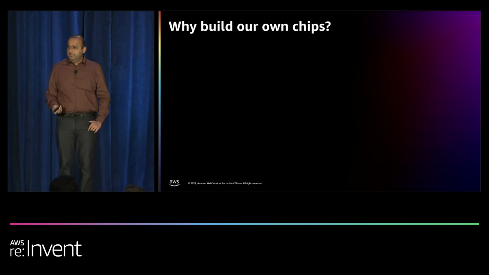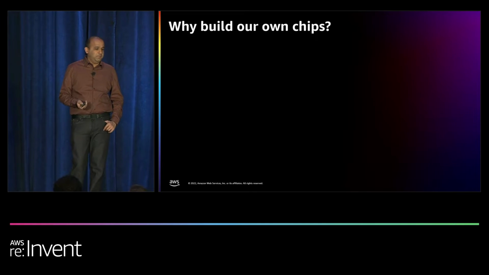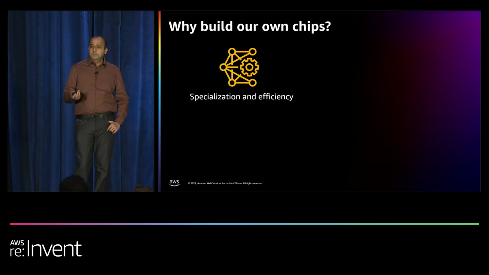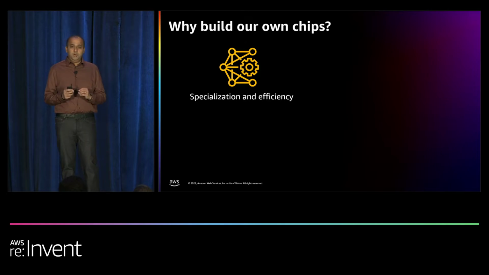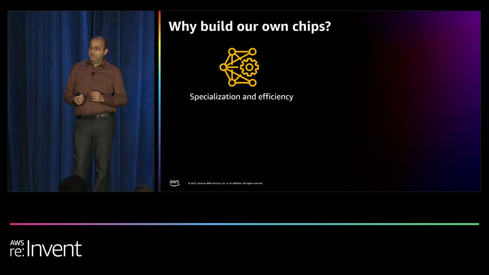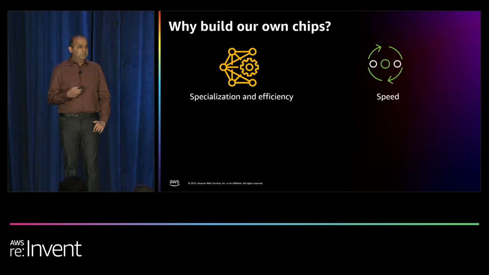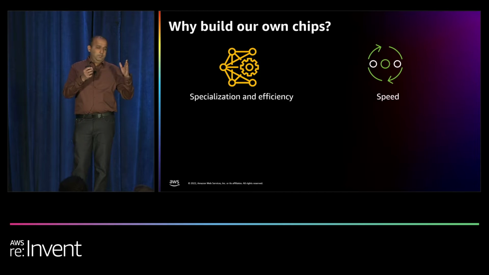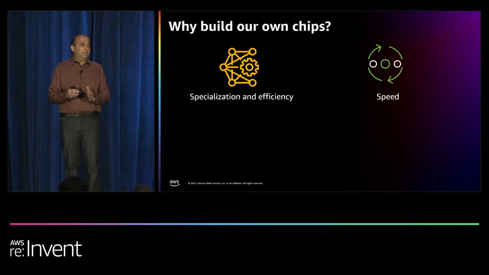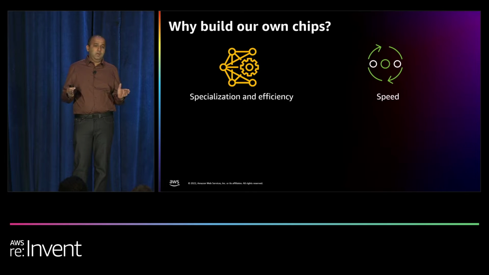And there are many reasons why we have invested in building custom chips. Specialization and efficiency. Here, we are able to optimize our hardware for our use cases at AWS, focusing on the right feature set, optimizing for cost and power. Speed, in terms of going all the way from product definition to building the parts to landing servers in our data centers. The entire hardware and software are all owned by a single team under one roof.